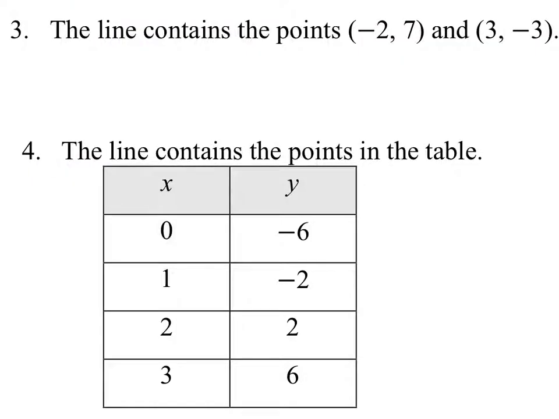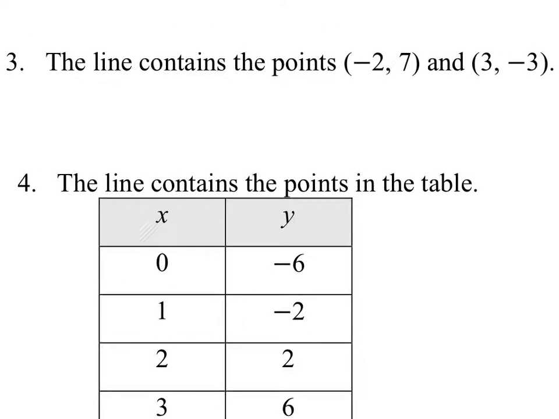Now we got a line that contains these 2 points, so the first thing we're going to want to do on these is to figure out what the slope is. So from 7 to -3, you would go down 10. So that's our numerator in the slope, down 10. And then from 2 to 3, that would be to the right 5. So -10 divided by 5 is a -2.